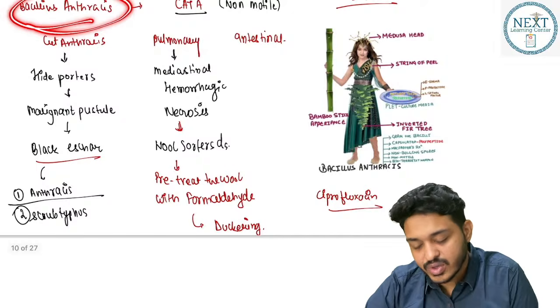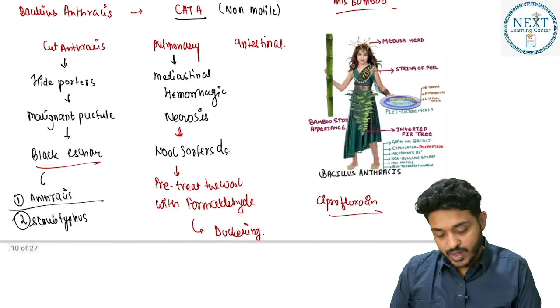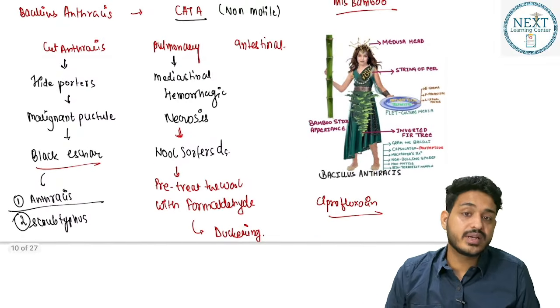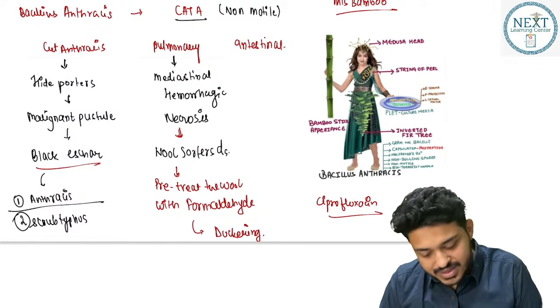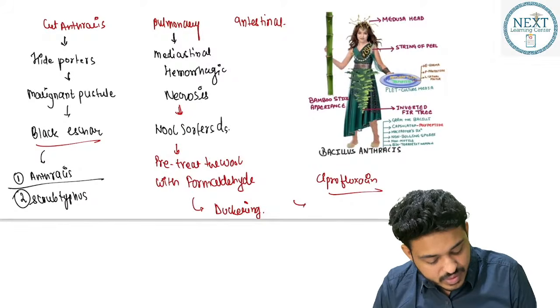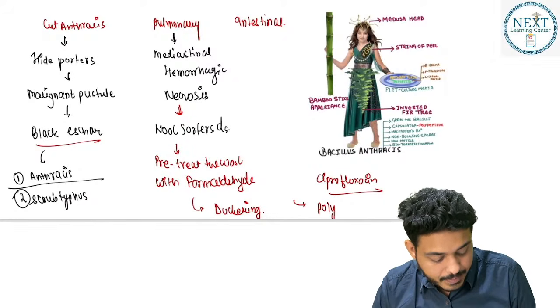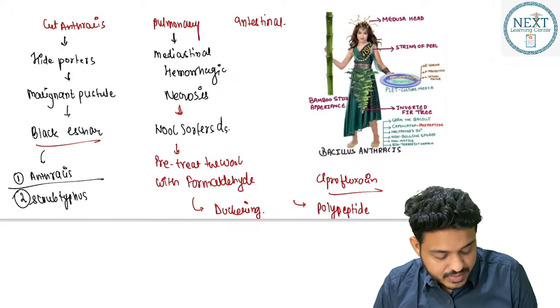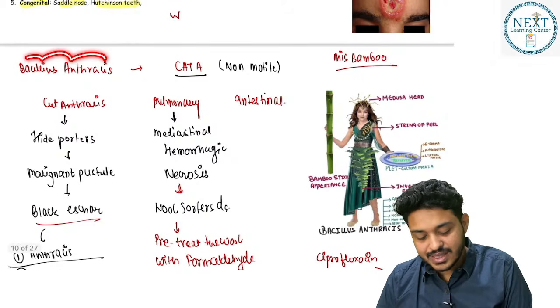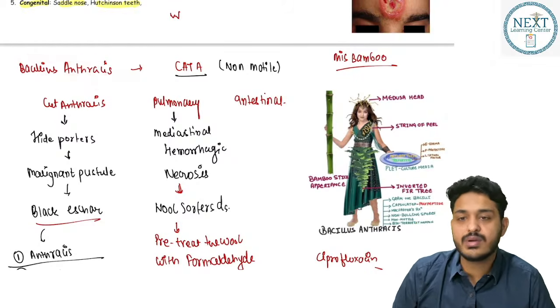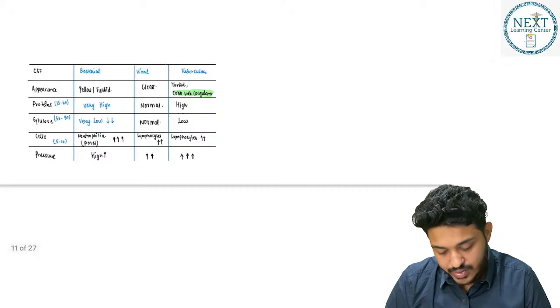Bacillus anthracis, important question. This is one more important thing, all the capsulated organisms will be having capsules made up of what? Polysaccharide, but this particular one is going to have capsule made up of polypeptide. So this particular one will be having capsules made up of polypeptide, right? So this is going to be what? Bacillus anthracis.